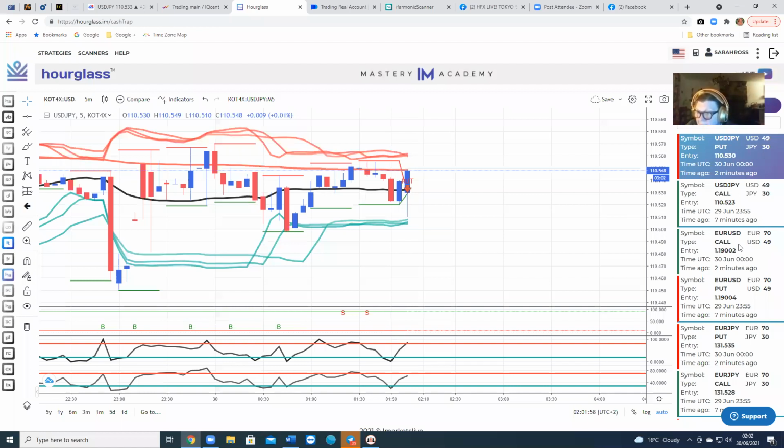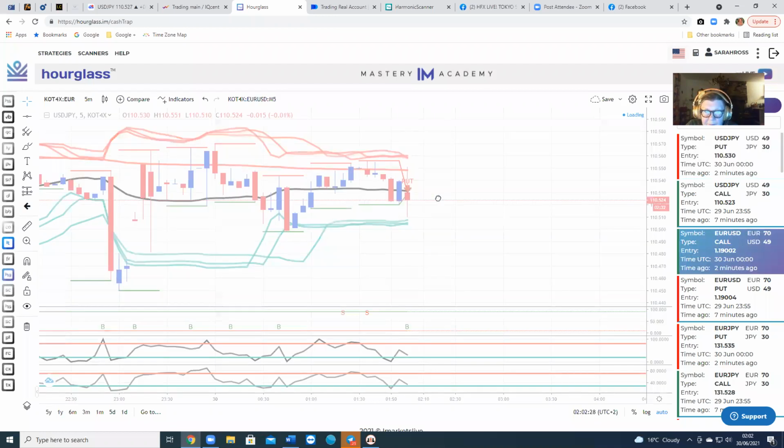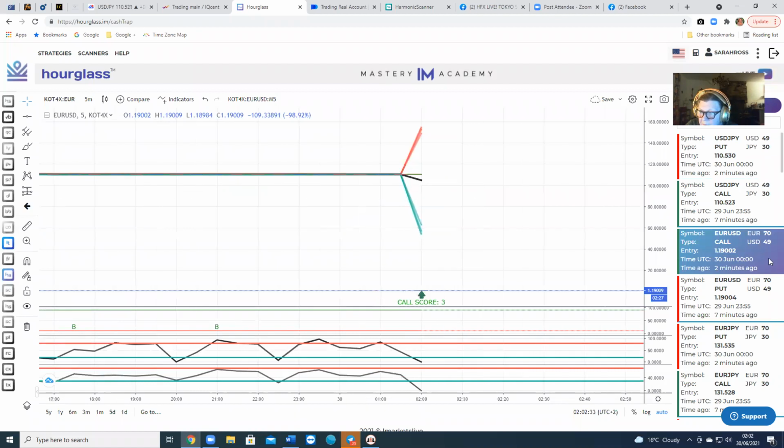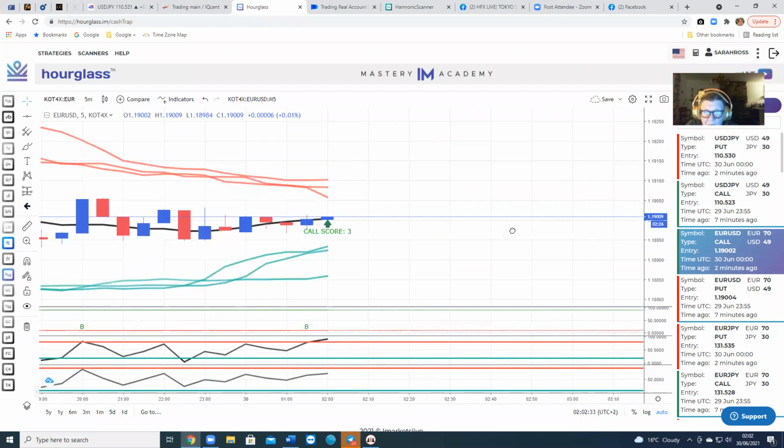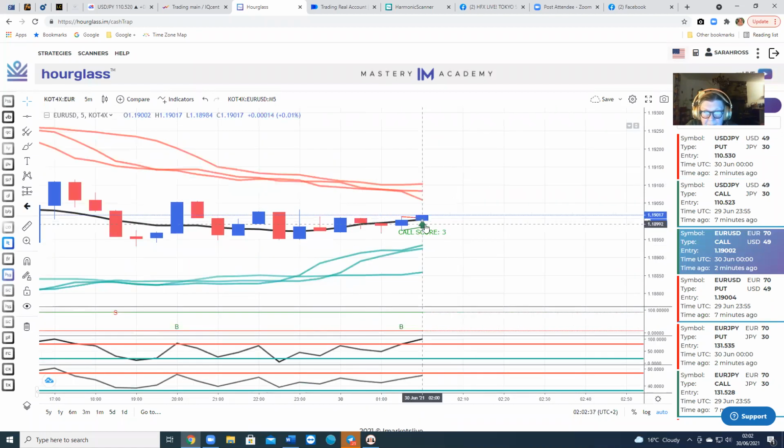Euro USD, 70 on the euro to US dollar, 49. It's just given us a call score of 3 off the midline. It's in the overbought area, so it looks like it's dropping then.